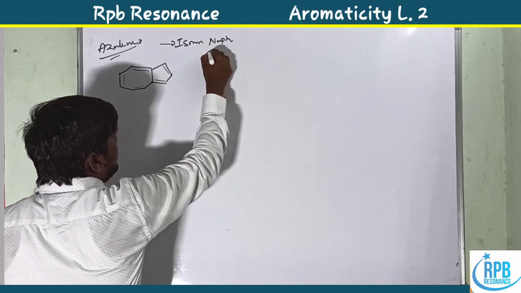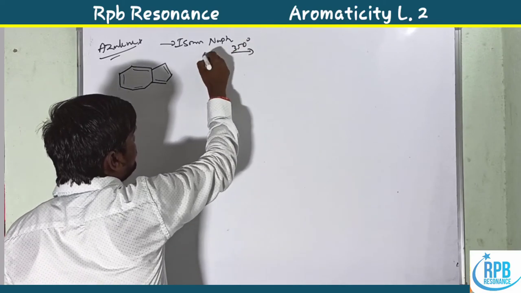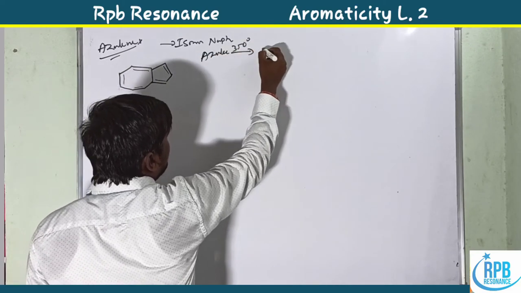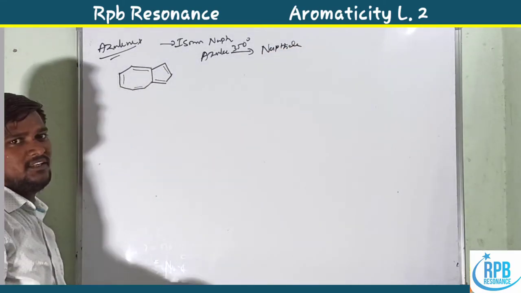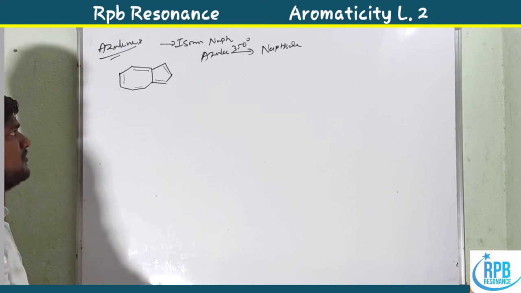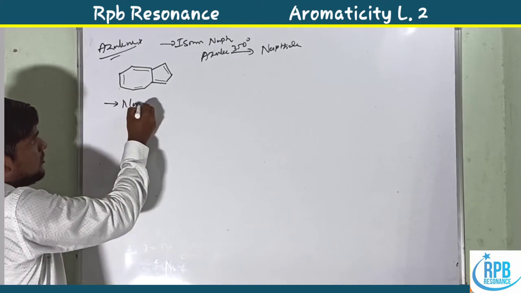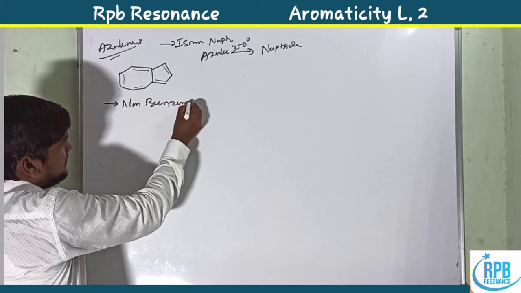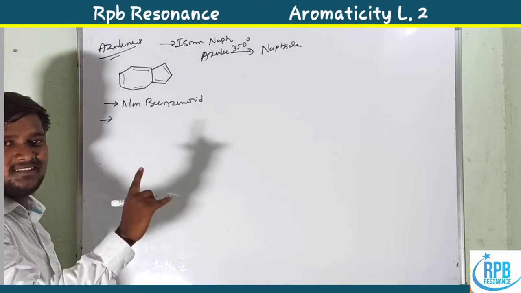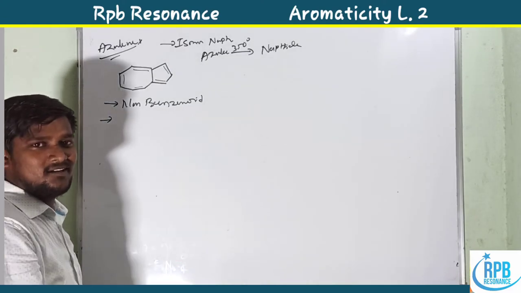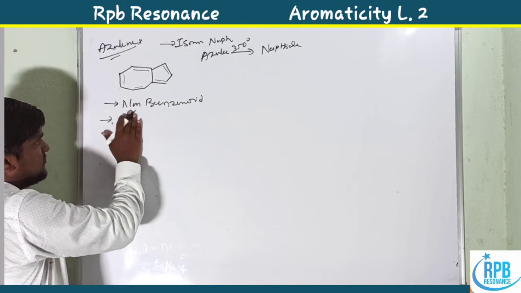Azulene at 350 degrees centigrade gives naphthalene. This is simply an isomer of naphthalene. Now here there are 10 electrons. Simply it is a non-benzenoid system, because there is no benzene ring. Again, whether it is an alternant conjugated system or a non-alternant conjugated system, absolutely it is a non-alternant conjugated system.